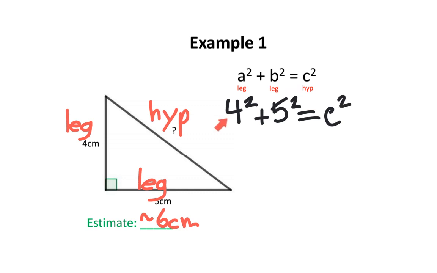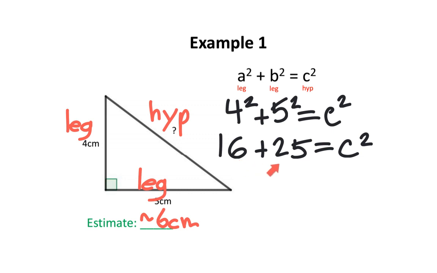4 to the power of 2 is the same thing as 4 times 4, which is equal to 16. 5 to the power of 2 is the same thing as 5 times 5, which is equal to 25. We can't really do anything with c to the power of 2, so that's going to stay the same. We can simplify this by doing 16 plus 25, which is equal to 41. Again, c to the power of 2 is going to stay the same.